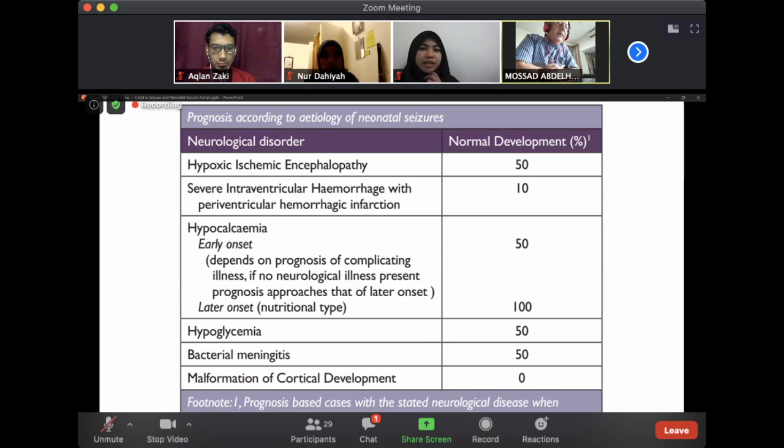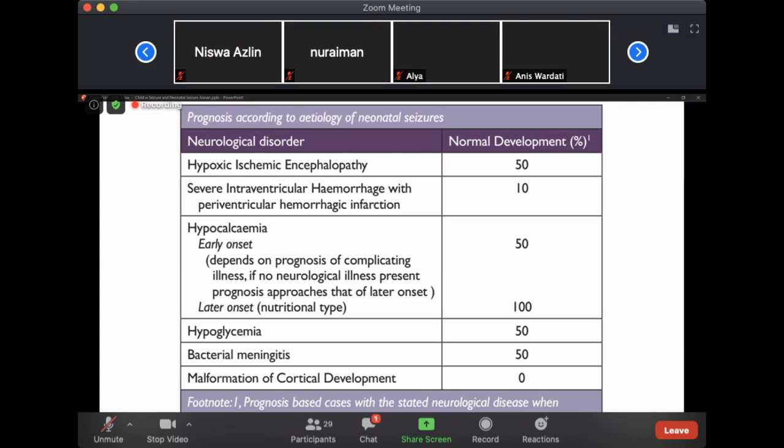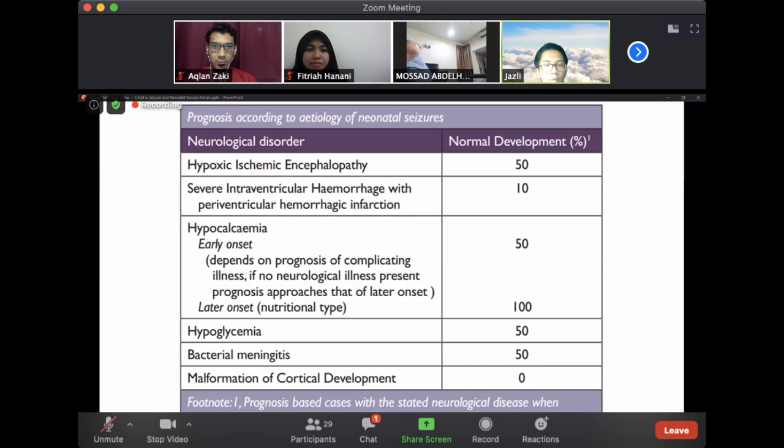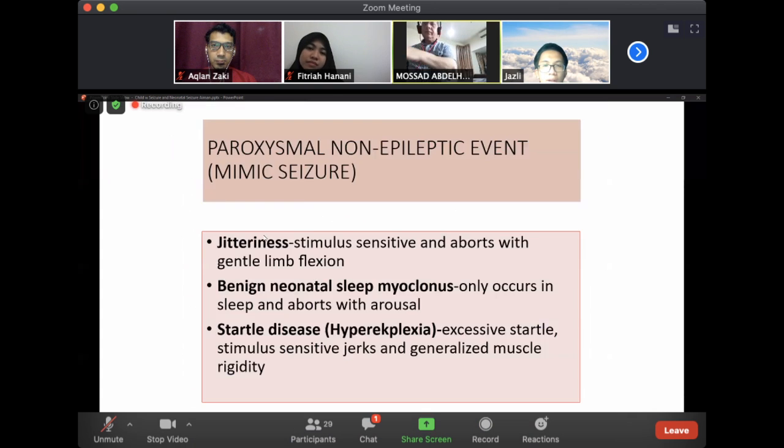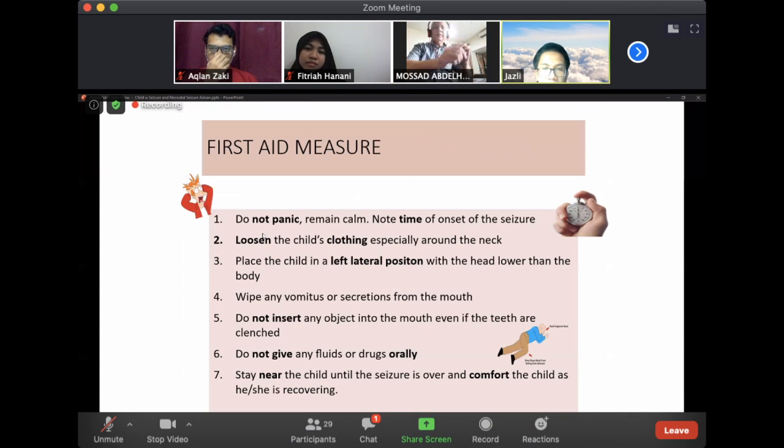Any other question? Assalamualaikum, Prof. Alaikum salam. I would like to ask regarding one part of the at-home management when the child gets epilepsy. It is advised to put the child in the left lateral position. Is there any significance why it must be left compared to right?